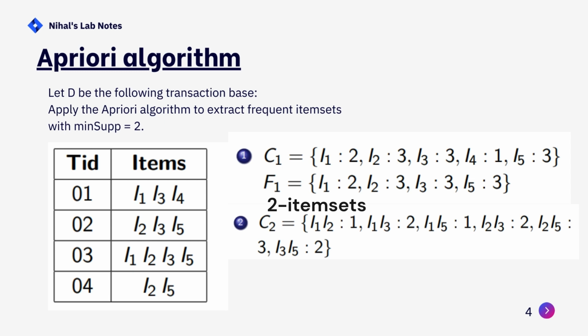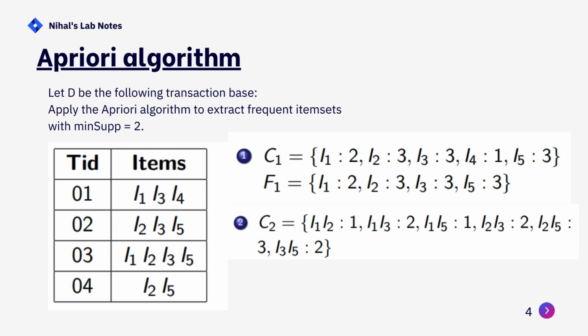For I1 and I5, we have them just in transaction number 3. For I2 and I3, we have them in transactions number 2 and 3, so the support is equal to 2. For I2 and I5, we have them in transactions number 2, 3, and 4, so the support is equal to 3. For I3 and I5, we have them in transactions 2 and 3, so the support is equal to 2.